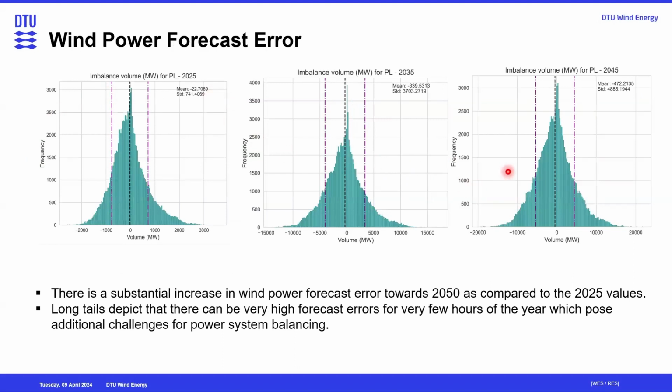So here you can see the statistics of wind power forecast error for the whole year in 2025, 2035, and 2045 here. You can look, the scales are changing here. The standard deviation is 740 megawatt in 2025, 3.7 gigawatt in 2035, and 4.9 gigawatt in 2045. So that huge change is happening. We also saw that for DK1 before.